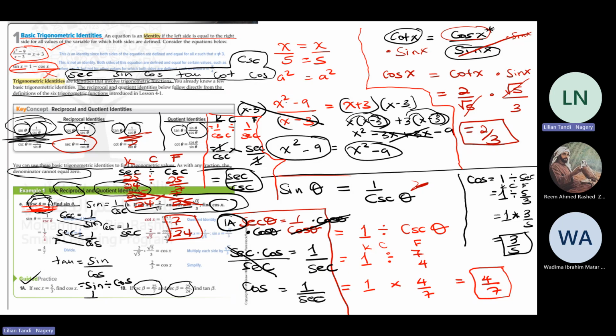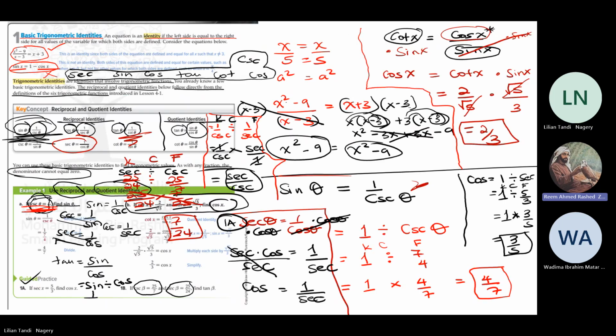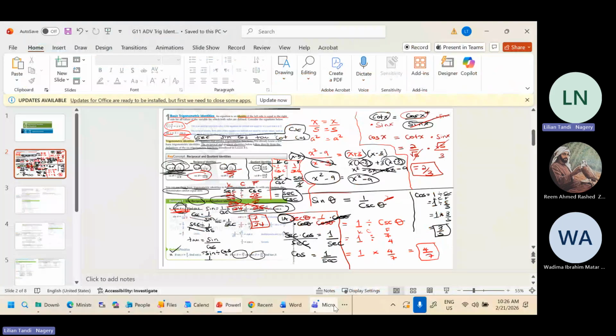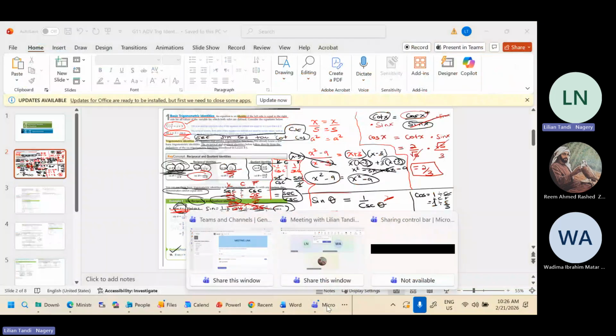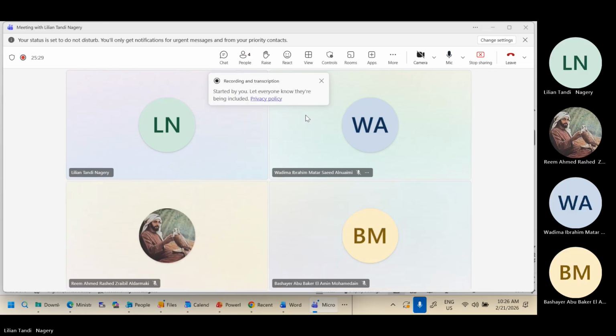Yes. Okay. Miss, can you see if Bashir is waiting? Oh, Bashir is waiting? Can I make you admin? Let me see. Oh no, the wizard said we cannot make a student admin. Okay. Good morning, Bashir.